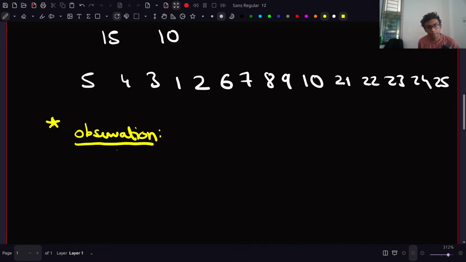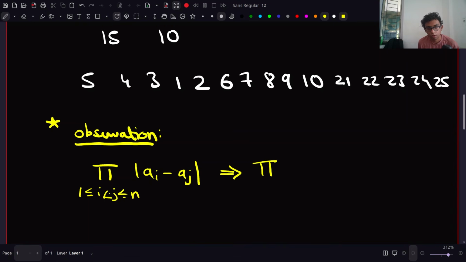So the observation is basically, if you want to find the product of, let's say, i, j, what was the product? It was 1 less than equal to i less than j less than equal to n, right? And |ai minus aj|. If you were trying to find this product, and once you find this product, you want to do mod m, right? You want to do mod m.